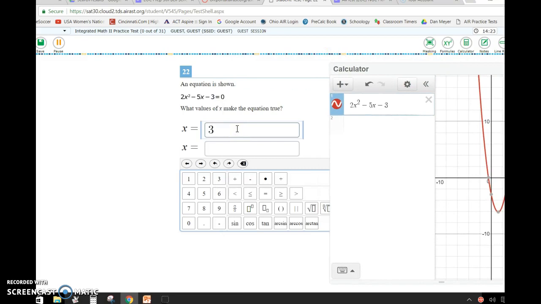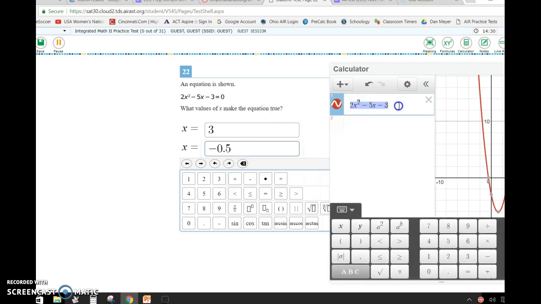The Desmos calculator gave me my answer. As long as you know how to type in a quadratic into this section right here on the calculator, you can solve quadratics using the Desmos calculator. That is it.